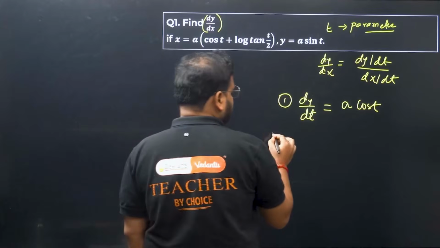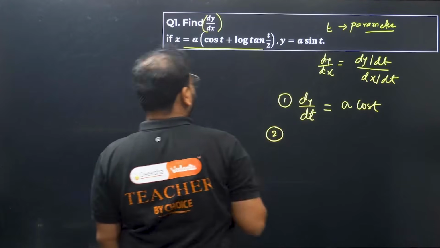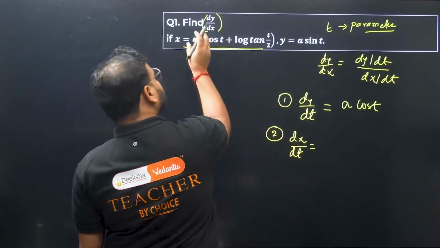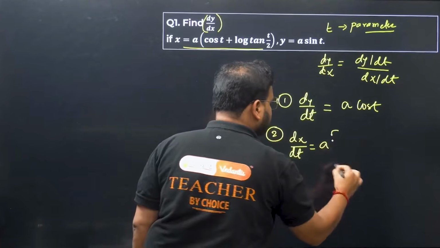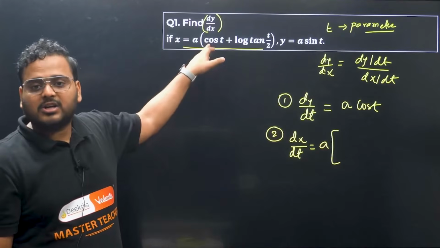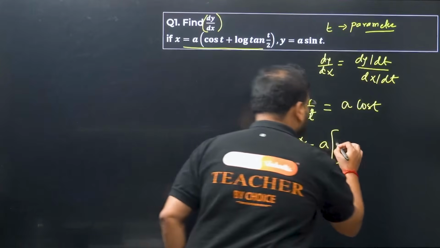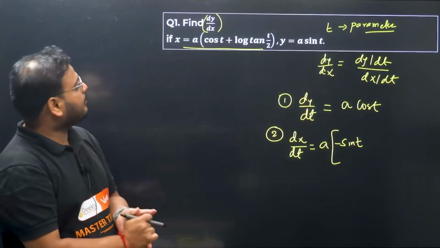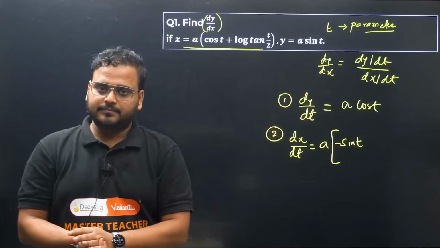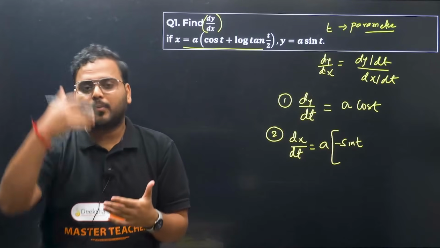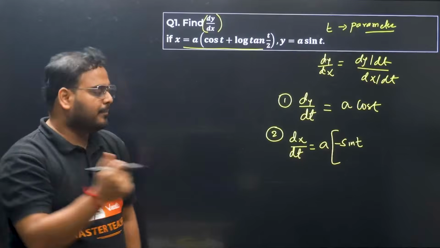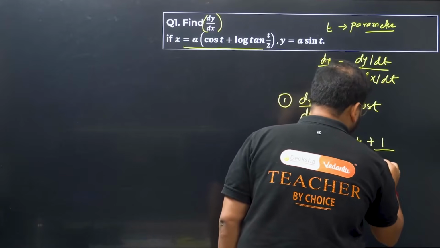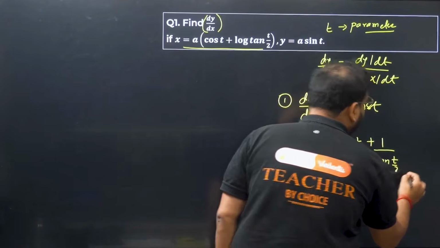Moving on to dx by dt. I'll take again the same approach. So a is a constant, keep it outside, a as it is. Now differentiate what is there in the bracket. Cos t becomes minus sin t, derivative of cos t is minus sin t. Apart from that, we now have the derivative of log. Derivative of log is what? 1 upon the number inside the log. So go here, plus 1 upon tan t by 2. Is it over now?